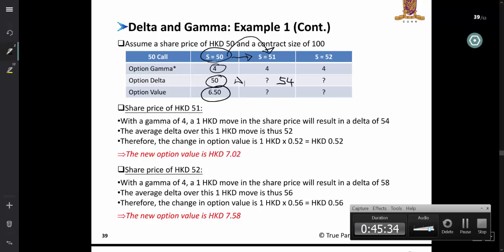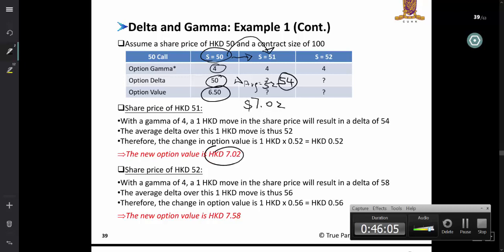So that means when you are traveling from 50 to 51, the so-called average delta is 52. It's just taking the average of 54 and 50. And now you can use this to determine the option price change. So you're going to add 52 cents to it. You do not add 50 cents, you add 52 cents. So that gives you $7.02, okay? That's where this came from. Is everyone okay with that?